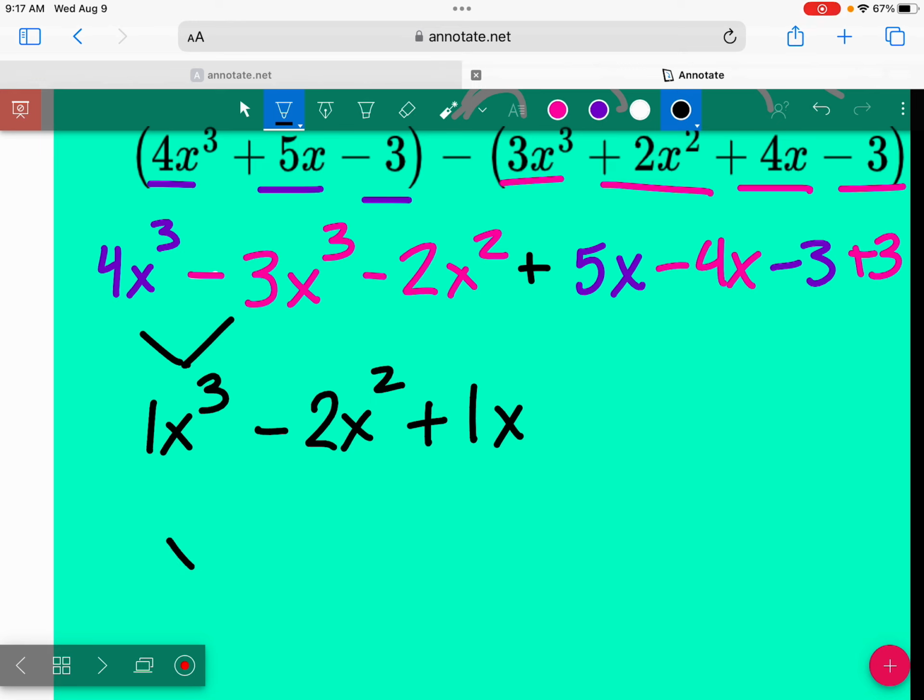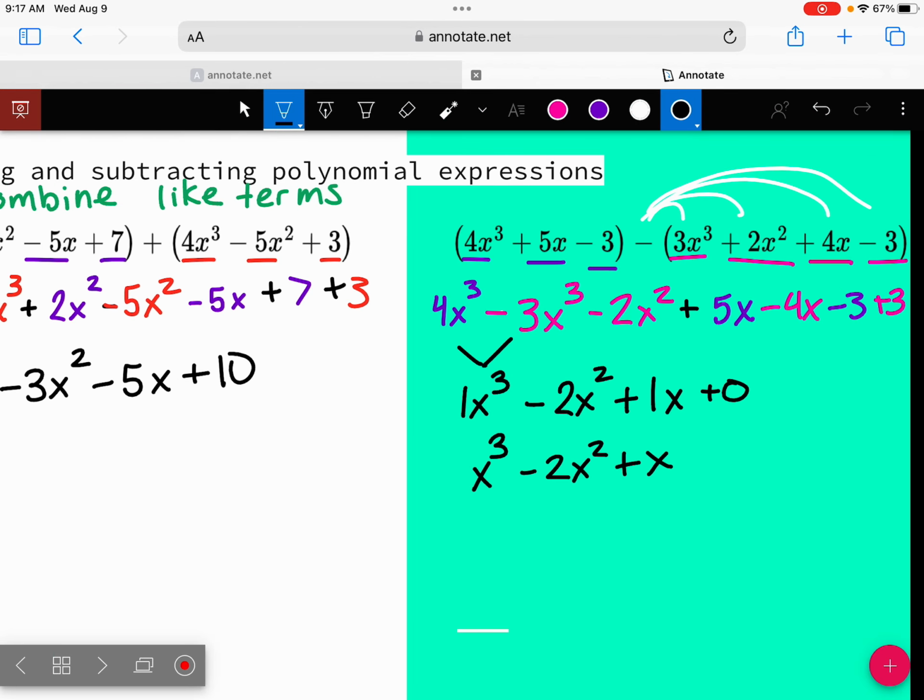You also don't have to have these ones. You can 100% do x cubed minus 2x squared plus x. Same deal. You can put the plus 0. It's not wrong. So adding and subtracting polynomials is just combining like terms. Distribute your minus sign, combine like terms. You've done this a gazillion times, okay? Questions on these two?